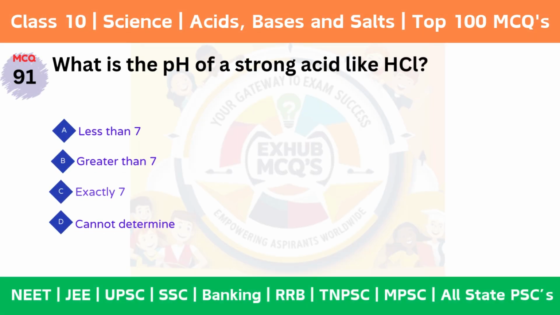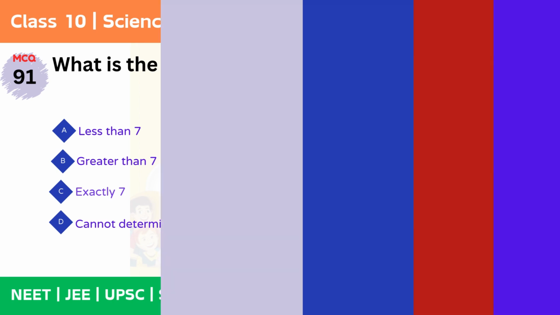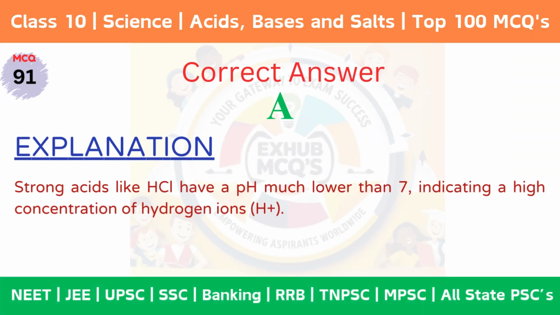91. What is the pH of a strong acid like HCl? Option A, less than 7. Option B, greater than 7. Option C, exactly 7. Option D, cannot determine. The correct answer is option A, less than 7.